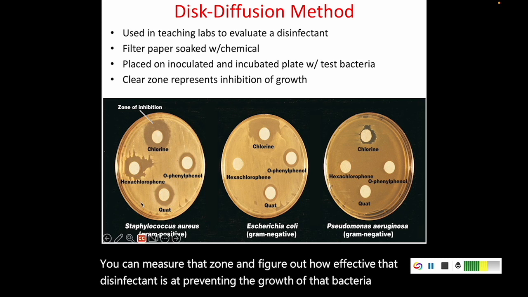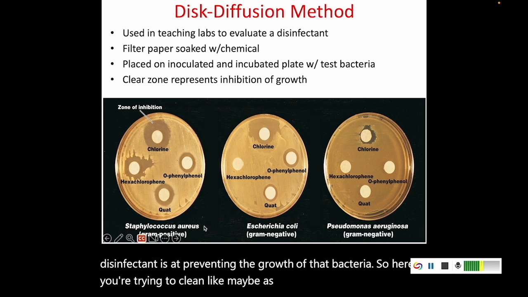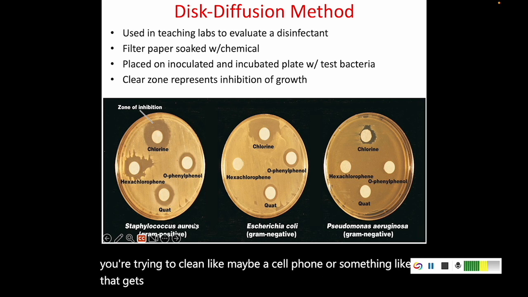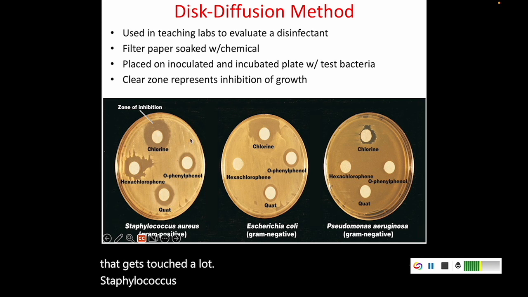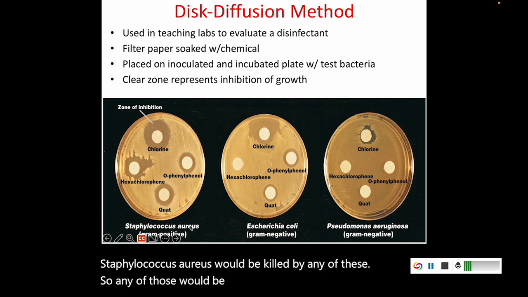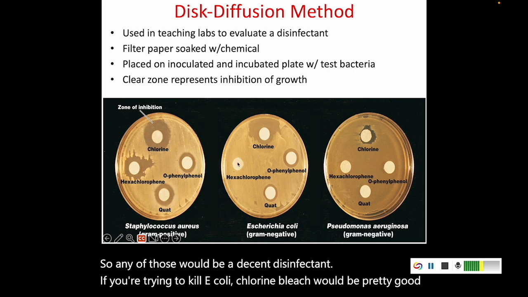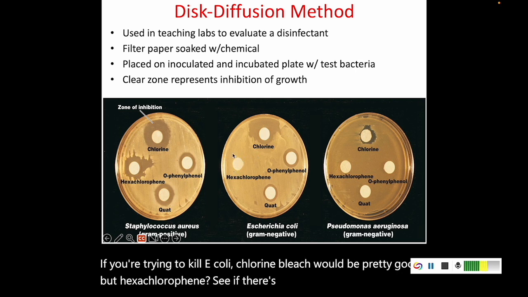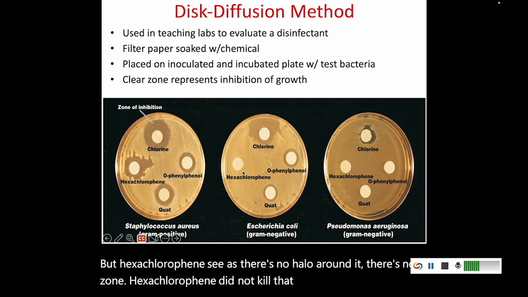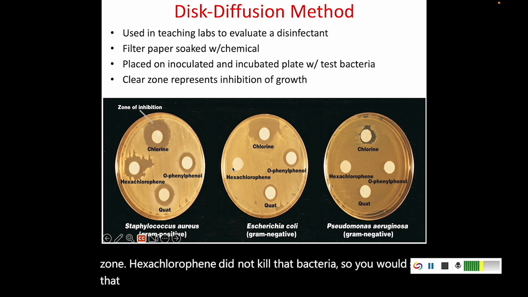So here, if you're trying to clean maybe a cell phone or something that gets touched a lot, Staphylococcus aureus would be killed by any of these. So any of those would be a decent disinfectant. If you're trying to kill E. coli, chlorine bleach would be pretty good, but hexachlorophene, see how there's no halo around it? There's no zone. Hexachlorophene did not kill that bacteria. So you would say that is not a good disinfectant if I am cleaning a toilet or something.